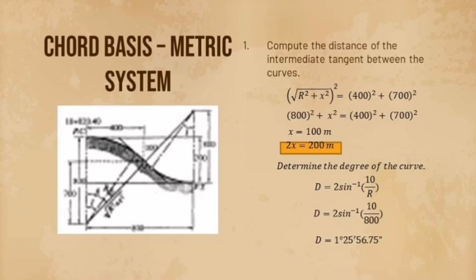1,455.944. So for the chord basis English system, ang mababago lang po ulit is ang value ng degree at formula nito. So determine the degree of the curve. So D is equals to 2 sin negative 1 and 50 over R. So substitute the value of radius, which is the 800, and after you compute it, we will get the answer of 7 degree 9 minutes 59 and 92 seconds.